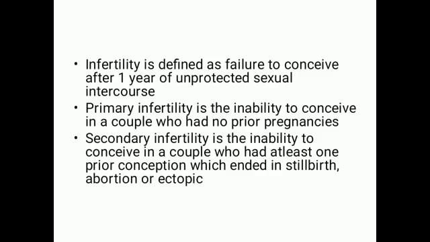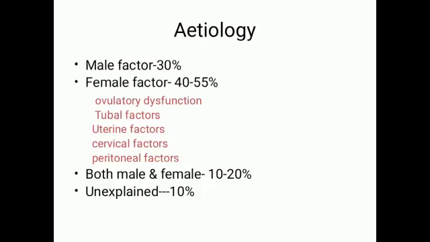And secondary infertility is the inability to conceive in a couple who had at least one prior conception which ended in a stillbirth, abortion, or ectopic. That's a previous pregnancy is there, but it was not successful. That is secondary infertility.